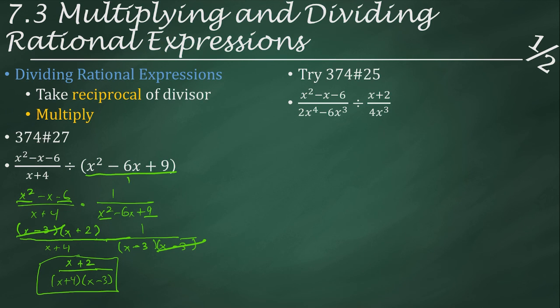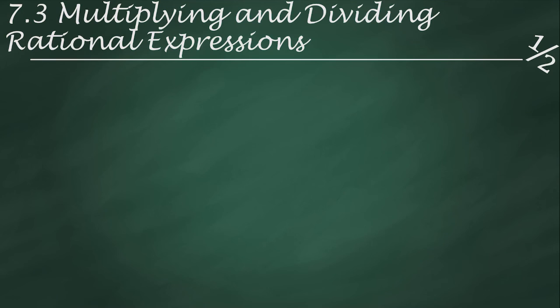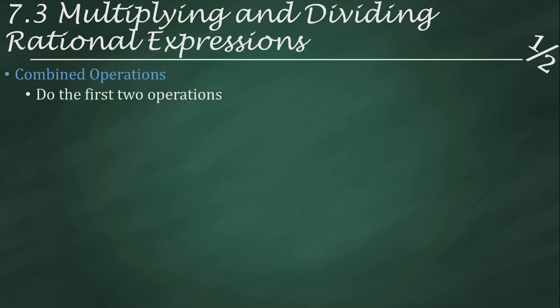Why don't you pause this and try number 25? The answer you should get is 2. If you have combined operations, which means you're multiplying or dividing several things, you're going to do the first two, then get that result and work with the next one, and so you're just doing two at a time.